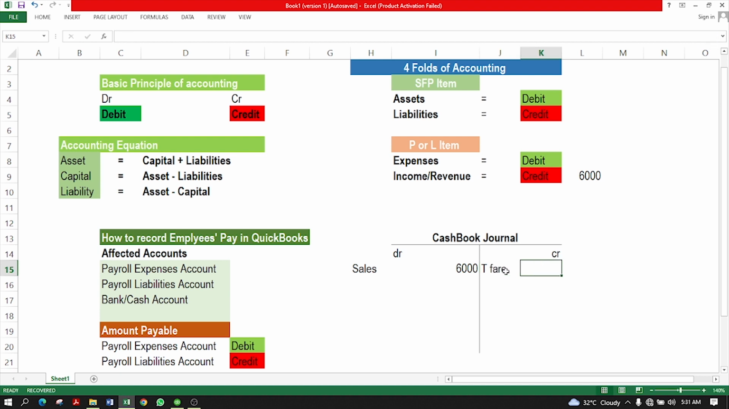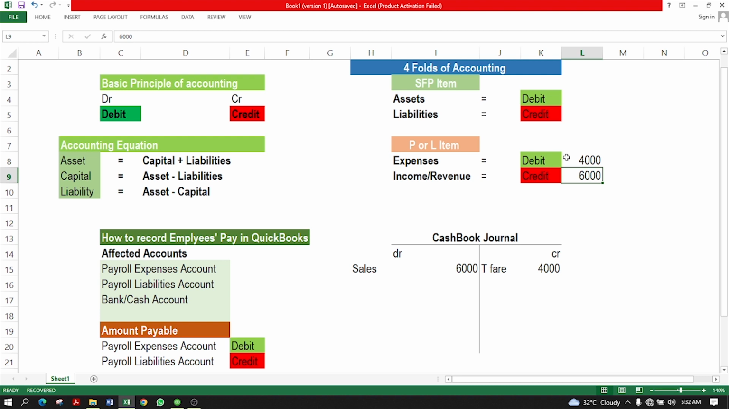Now, if this is an expense, let's say this is transport fare. Transport fare is an expense already. So let's say the expense is 4,000. If you're recording this expense now, which is a transport fare, it's already a credit transaction in the cash book journal. So when it comes to the expense account, which is a general journal account, you're going to debit the expense account. You are debiting the expense account because the expense account is the one that received the money for the transport. Are you getting me?